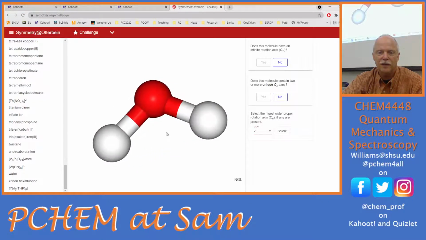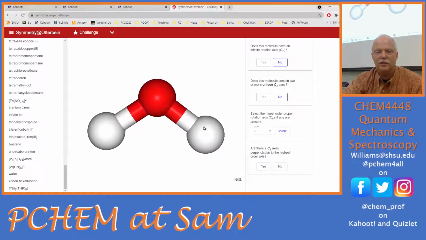It can rotate like that. So we're going to select that. Does it have perpendicular C2s? No, there's no way to rotate the molecule this way, because the hydrogens would go back to the top, and there's no hydrogens on top of the molecule for the bottom ones to rotate into. So we say no to those.